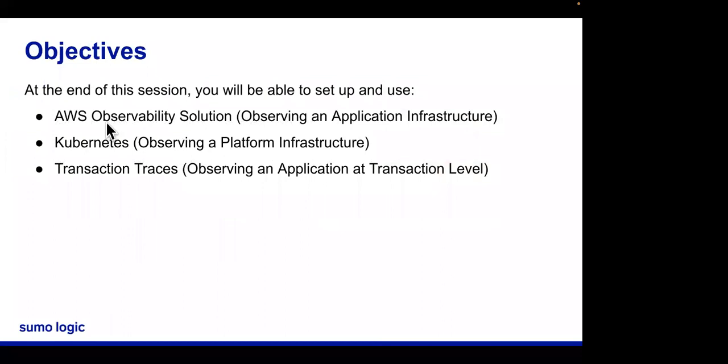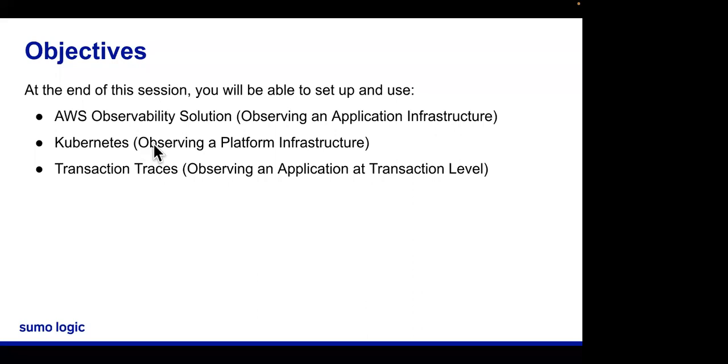Okay, again, our objectives here are threefold. We're going to talk about the AWS observability solution. We're going to install an AWS observability solution. We're also going to install and set up a Kubernetes cluster, and we are going to take that Kubernetes cluster and enable it for tracing. So that's ultimately the goal.